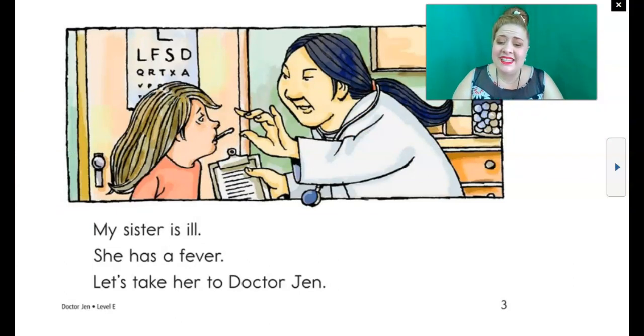My sister is ill. She has a fever. Let's take her to Dr. Jen. If you look at the picture, you can see a little girl and she has a thermometer in her mouth. That is one way to check a temperature.